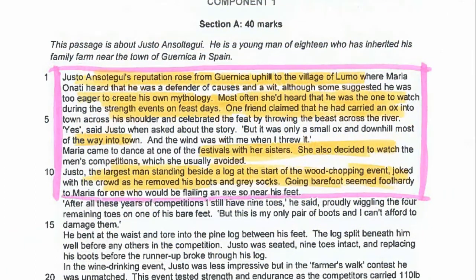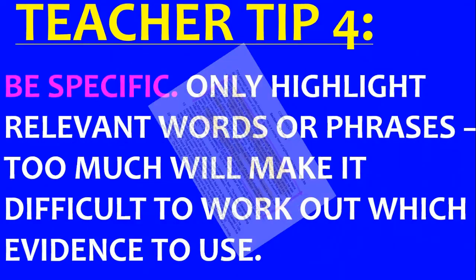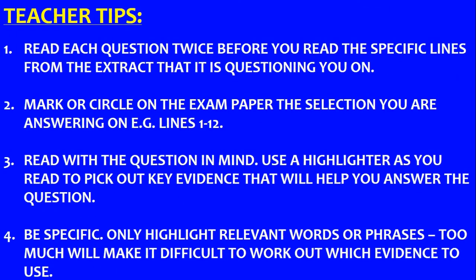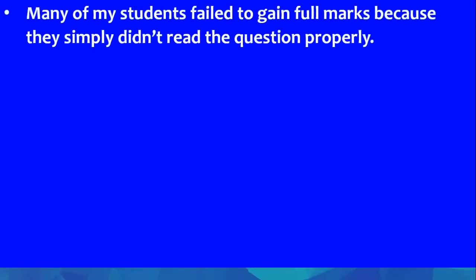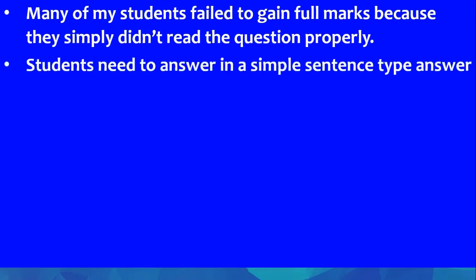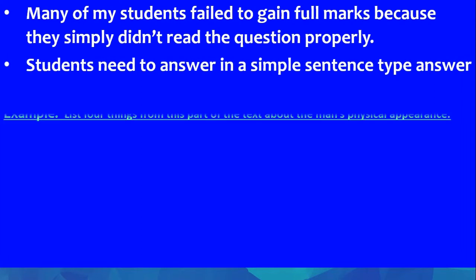So if you look at the yellow highlighter, if you can see it here, this person's almost highlighted everything, so I've got no idea here where I'm going to pick out the information. This is a common mistake that students make. So in summary, read each question twice, mark or circle the lines that you're going to use, highlight key evidence but don't highlight loads and loads. Many of my students failed to gain full marks because they simply didn't read the question. Students need to answer in a simple sentence type answer.